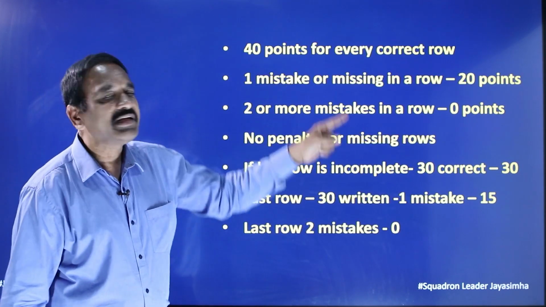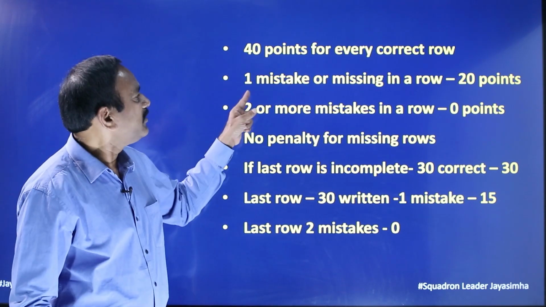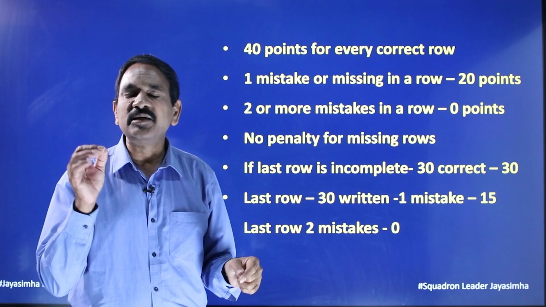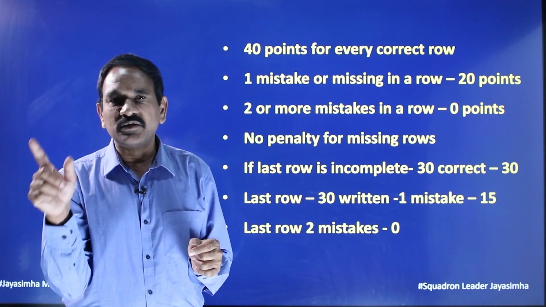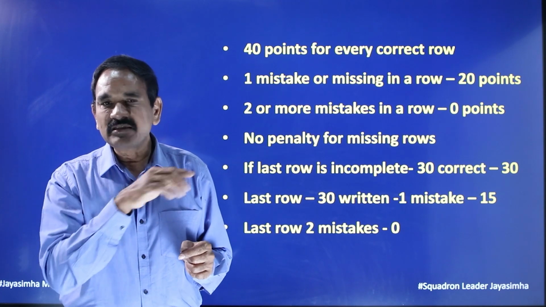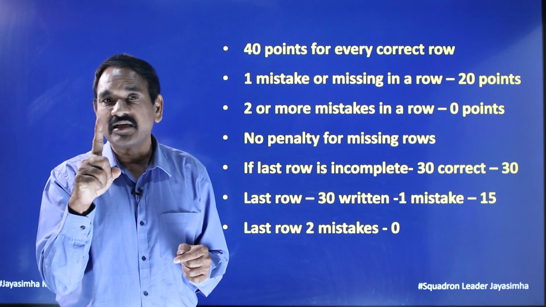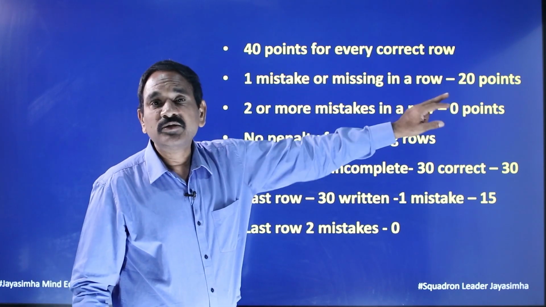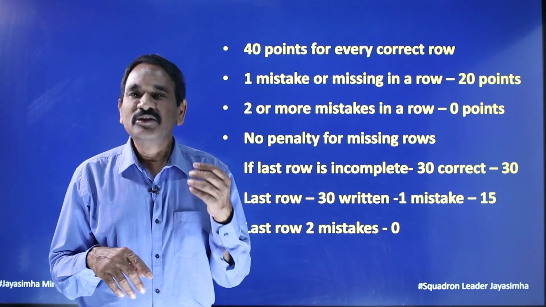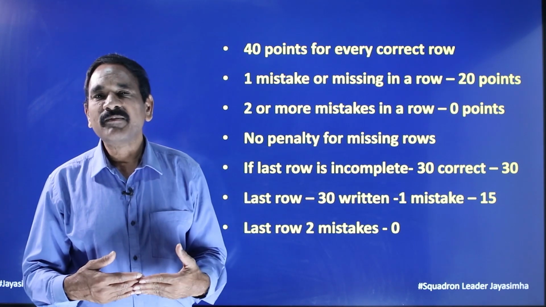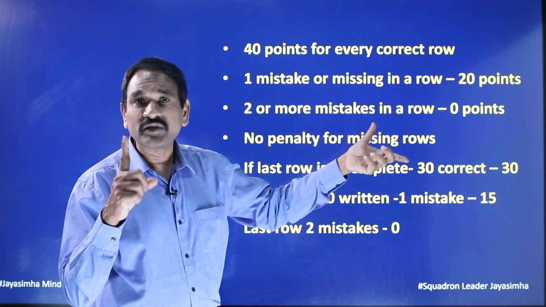40 points for every correct row. If the entire row is correct, you will get 40 marks. One mistake or missing number in a row, 20 points. Imagine instead of 5 in one box, you have written 2. One number is wrong. So for the entire row, you got 39 correct, but only one number is a mistake. You will only get 40 by 2, only 20 marks. You say, sir, very unfair, I should get 39. You may think so, but that's how the rules are made. Or imagine you left one blank in between, you'll only get 20 points.